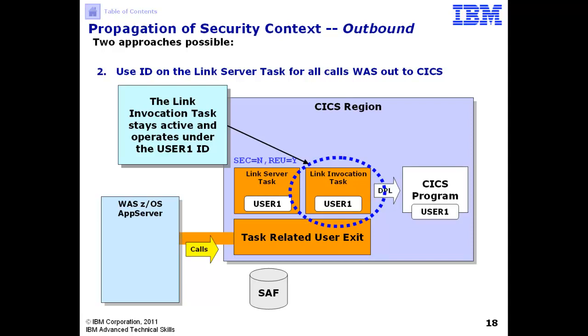On the other hand, you may decide that such granularity is not really needed. You would rather have as much throughput as possible. The use of a single ID to invoke the named programs is acceptable. In that case, security equals no with reuse equals yes may be your preferred approach.